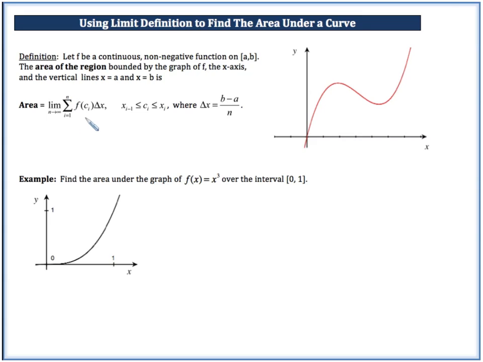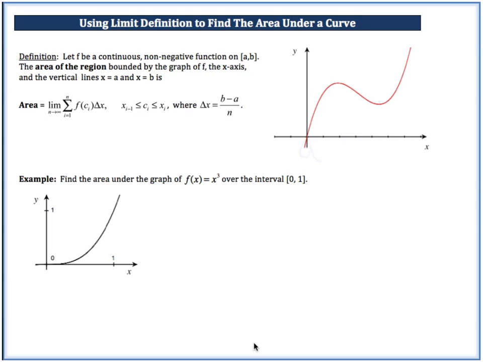of f of c sub i delta x, where c sub i is somewhere in between x sub i minus 1 and x sub i, or the left endpoint and the right point, and delta x is still b minus a over n. Let's go ahead and draw what that looks like.